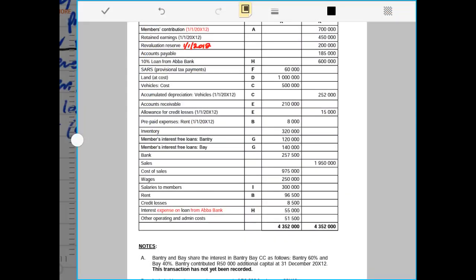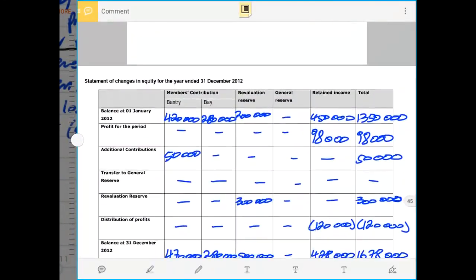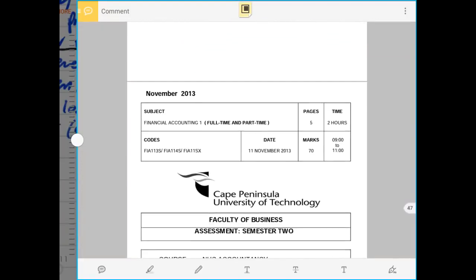So now, even without going further, let me just analyze. I don't know what is happening, why this is always moving up. So now we just have to analyze this trial balance.